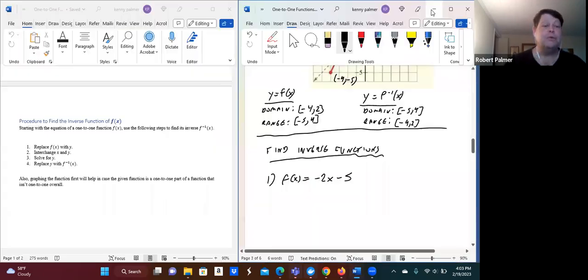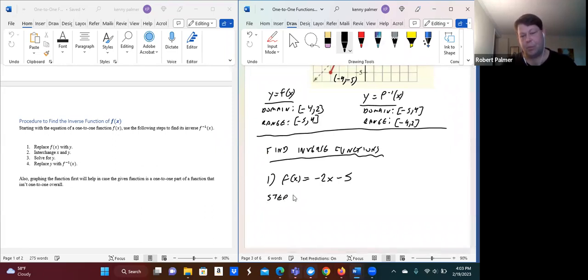Now, how are we going to do this? Let's go over these steps. So step one says replace f of x with y. I'm just going to call this y, which you can always call it y anyway. We'll do that here. So y equals negative 2x minus 5.